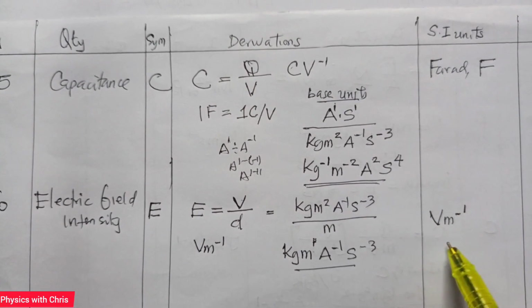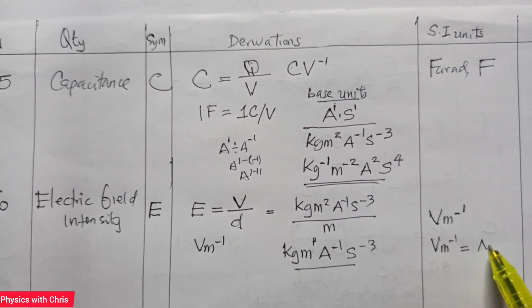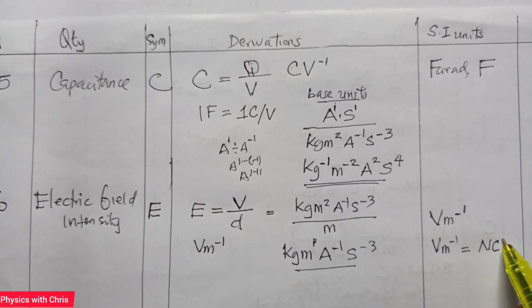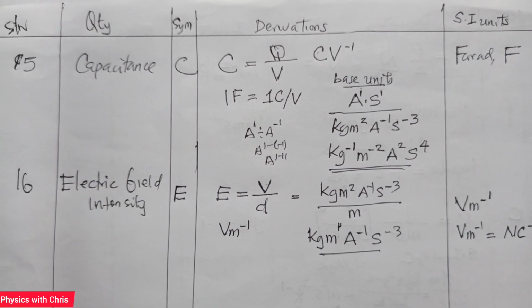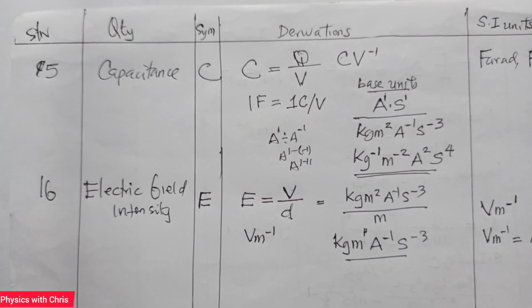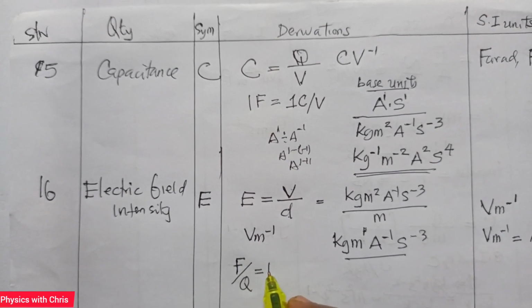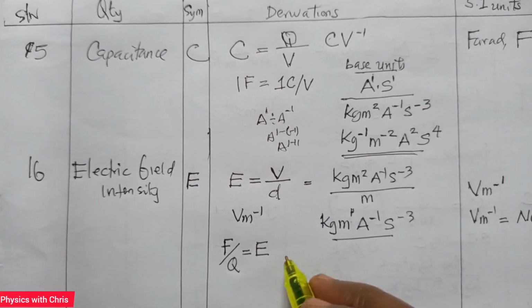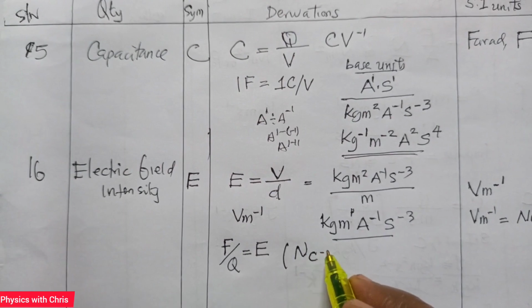What is volt per meter? Do you know that it's equivalent to Newton per coulomb? Yes, how do we show that volt per meter is equivalent to Newton per coulomb? Because electric field strength has been defined as force per unit charge. That's electric field strength for a non-uniform field, force per unit charge. So the force is in Newton and the charge is in coulomb. So that gives you Newton per coulomb.